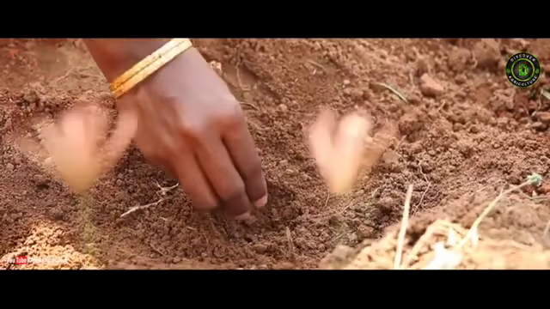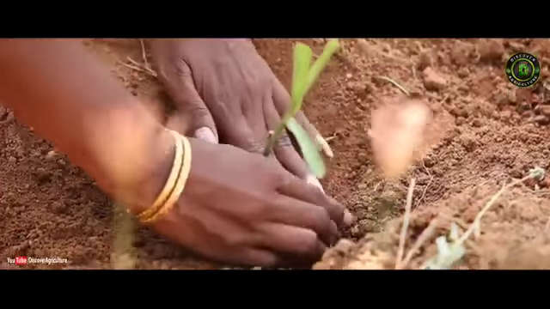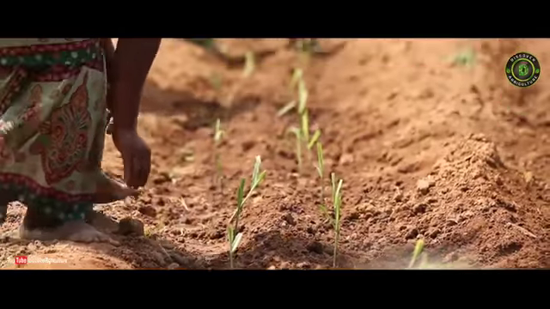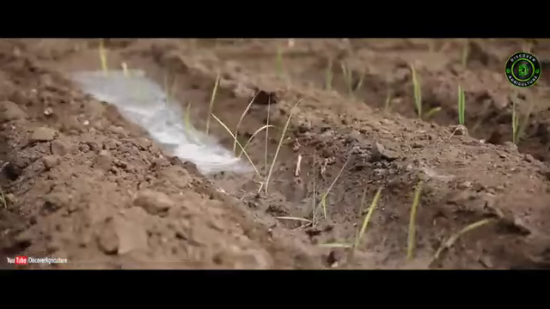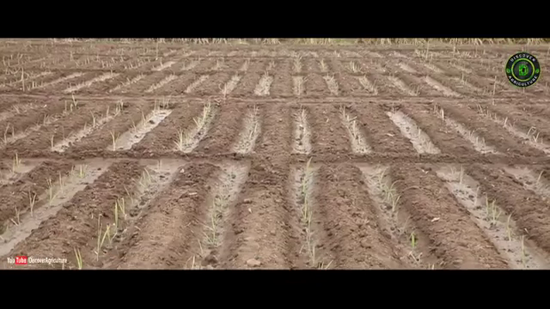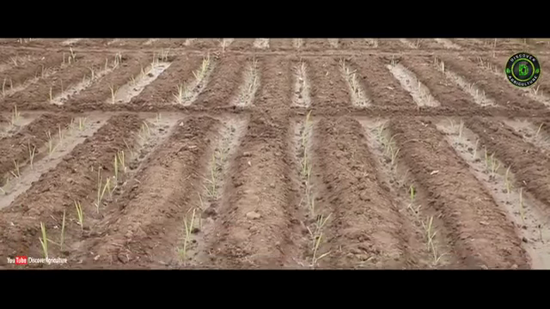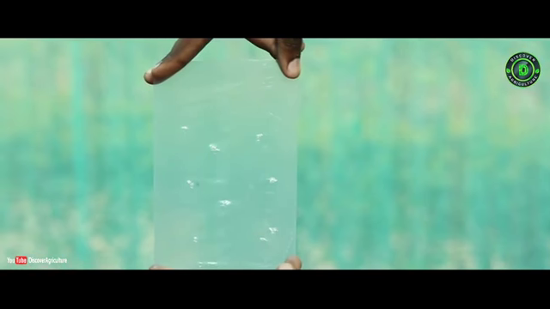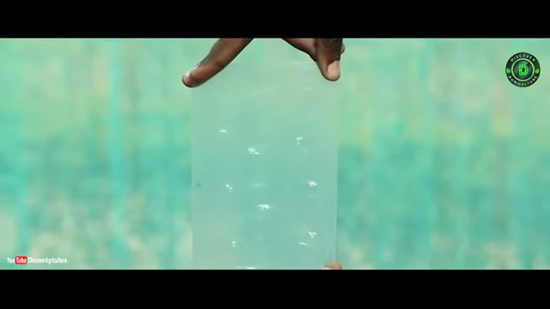Before transplanting, the roots of the seedlings should be dipped in a solution containing 0.1% carbendazim. Initially, 2 to 3 irrigations can be given at shorter intervals for quick and better establishment of the seedlings. Polybag seedling transplanting involves the use of polythene bags of size 6 by 4 feet with small holes made at the bottom for effective drainage of water.